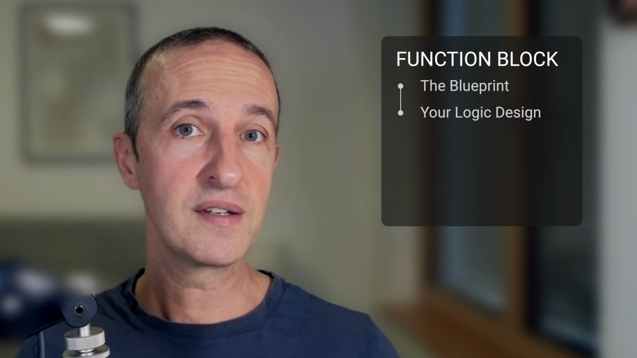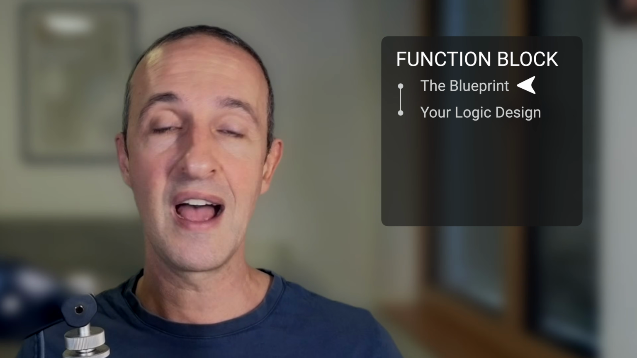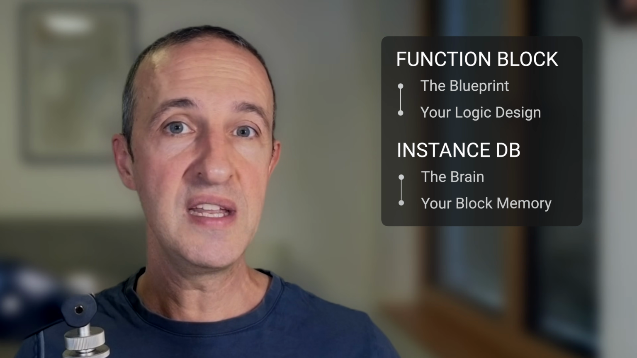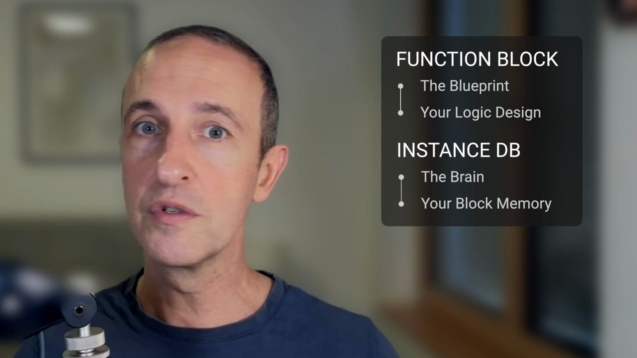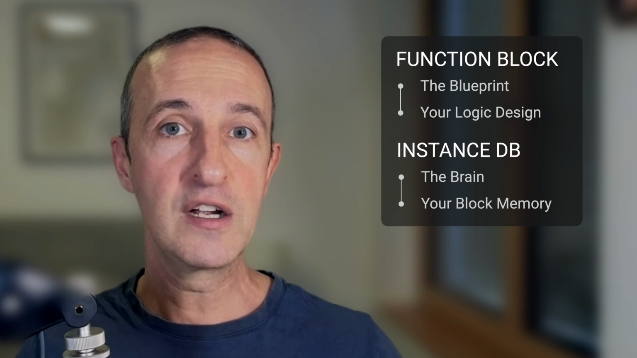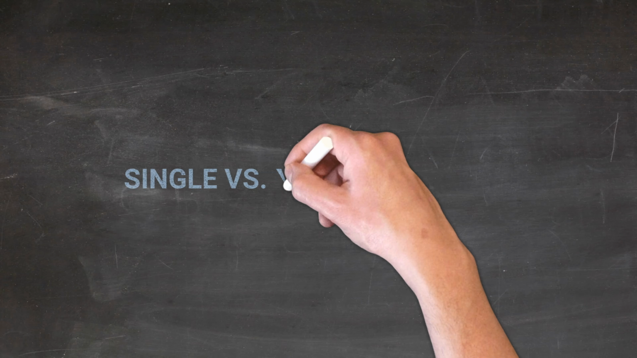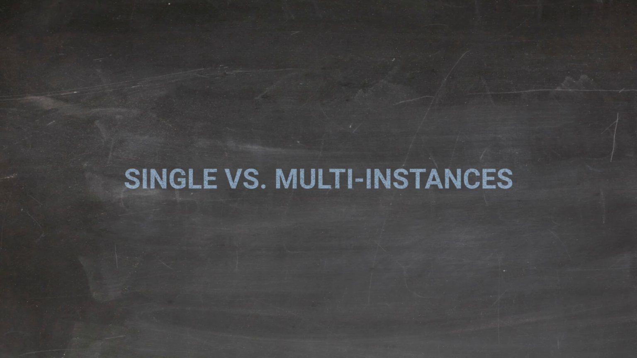Another helpful way of looking at this is that your function block, that is your blueprint. That is where you design your logic. Where the instance DB, that is the brain. It's the memory that remembers the current states, the values, the sequences, and every FB call gets its own brain. Now that we understand what an instance actually is, let's have a look at how instances are created in TIA Portal and explore the differences between single and multi-instances.